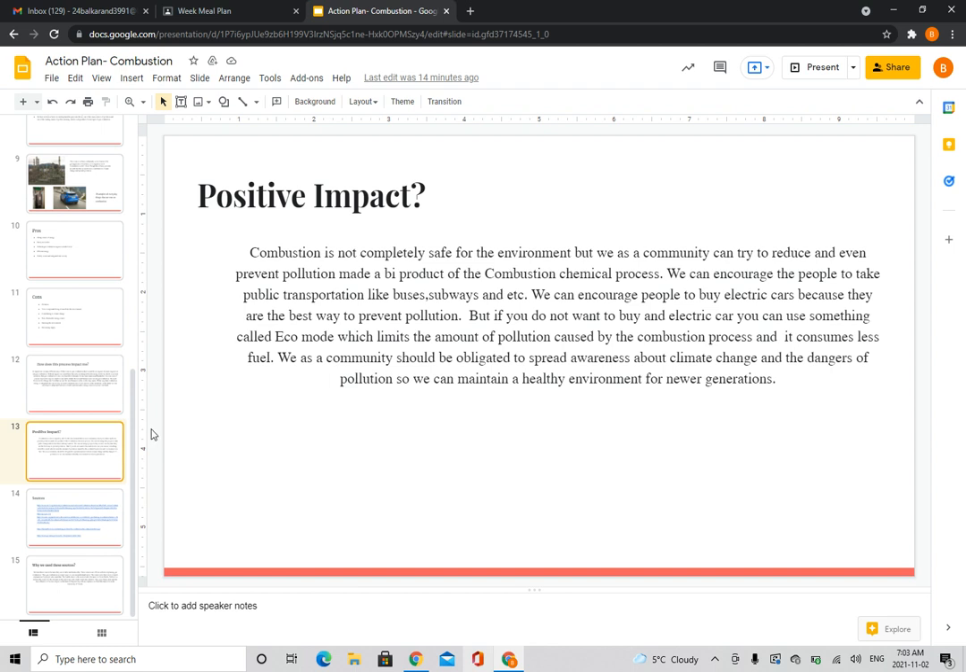Combustion is not completely a safe process. Using our community, we can reduce and prevent pollution from combustion chemical processes. We need to encourage people to use public transportation and buy electric vehicles or use something called eco mode, which limits the amount of pollution caused by the combustion process and consumes less fuel.